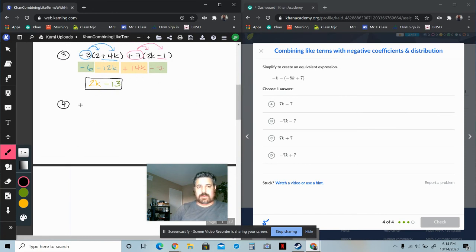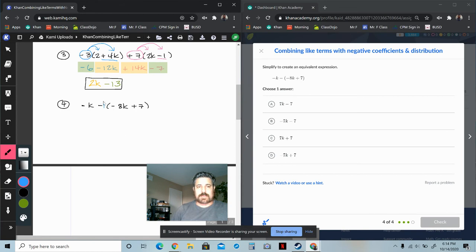So here we have negative k, and you are taking away negative 8k plus 7. So now we have to distribute the negative through the parentheses. Now you might be thinking, well, what is that negative? If you want, you can put a negative 1 there. It's just negative 1 times the quantity inside, right? You're subtracting these values inside. So you're taking away negative 8k, you're taking away positive 7. You're taking away everything inside this parentheses.